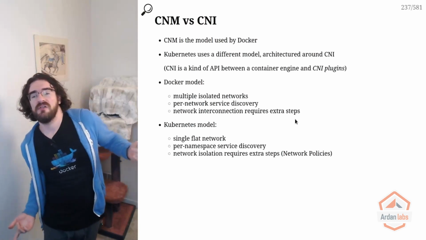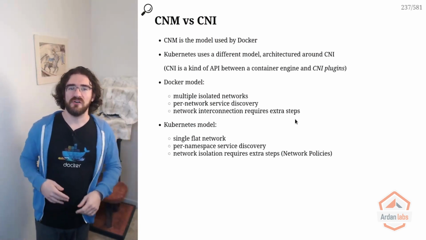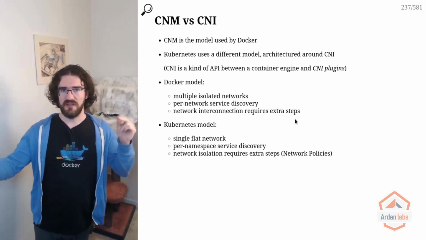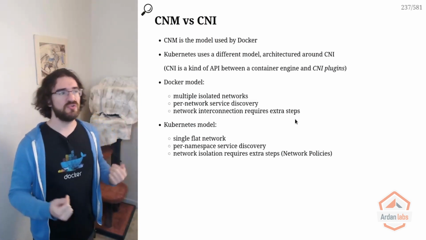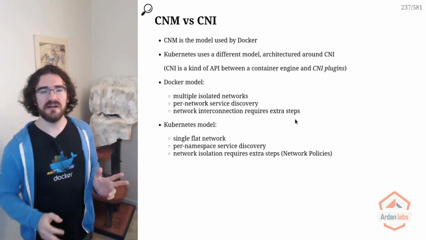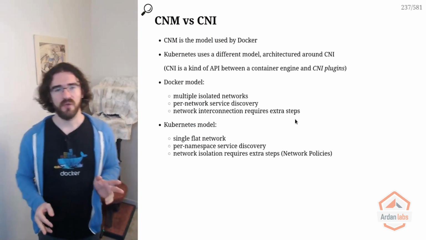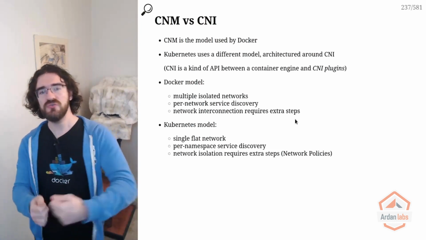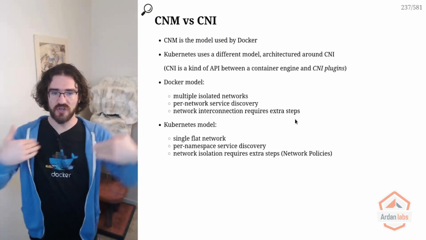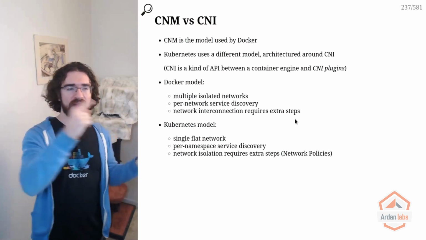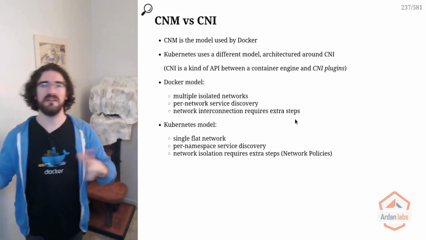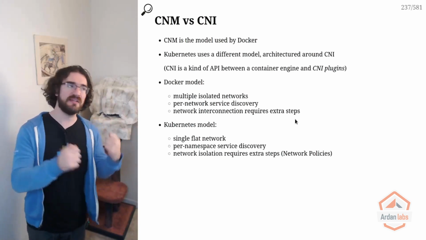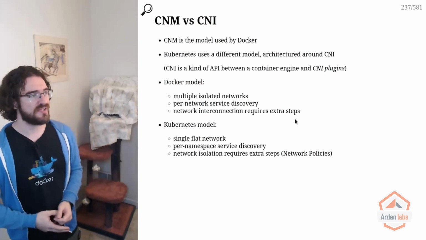Now, the other way around, if you are on Docker and you want communication between networks, that's where you need to do extra steps. So you can see the idea: on Docker, we have isolation by default, and you need to do extra stuff if you want to connect things together. On Kubernetes, it's the other way around. Everything can communicate, and if you want to isolate, you need to take extra steps.